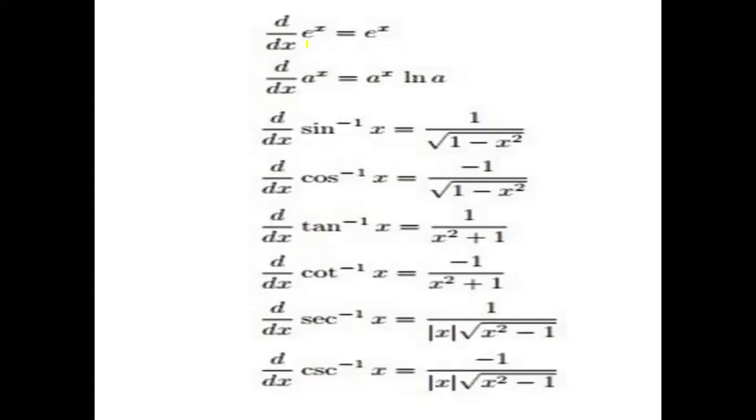What is the derivative of e raised to ax? a is a constant. e raised to x derivative is e raised to x itself. So what is the derivative of e raised to ax? A raised to x into log a. No, why log a? a into e raised to ax. Yes, very good. Derivative of e raised to ax is e raised to ax into the derivative of ax, which is a. So it is a into e raised to ax.